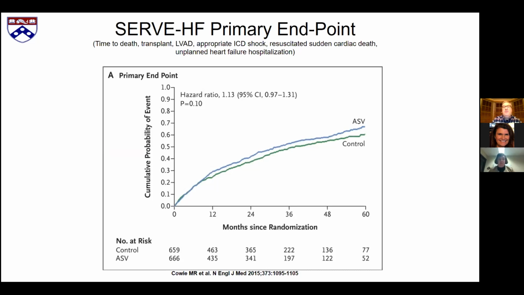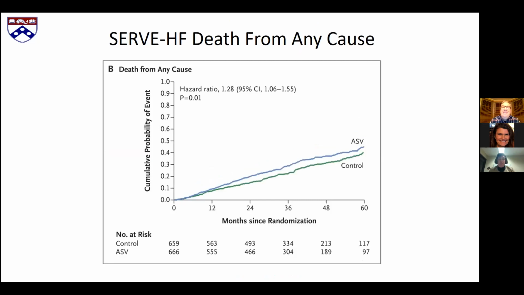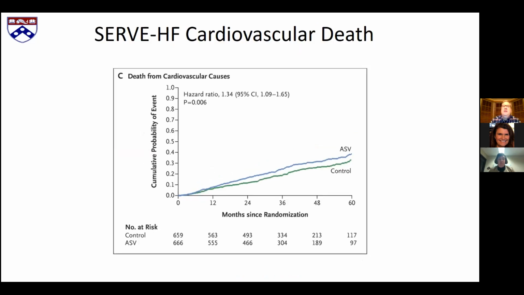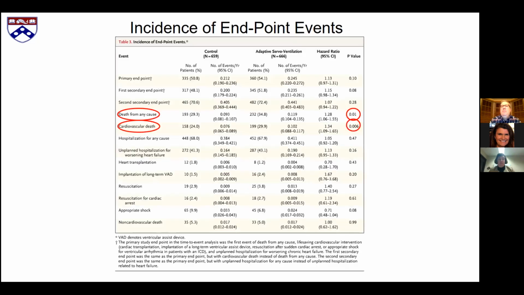And so there certainly was a trend towards worsening outcomes, and definitely not anything that showed a benefit, at least in the whole group, for this primary endpoint. And then when we looked at death from any cause, there was actually a concern about a mortality risk of treating patients with ASV as compared to those that were randomized to no treatment. And this led to a lot of concern. And then the same was true for death from cardiovascular causes in the trial. It was even a little bit worse. And so if we look at the incidence of the endpoint events, it was death from any cause or cardiovascular deaths that were significantly increased in the patients that were getting Adapto-Servo Ventilation.